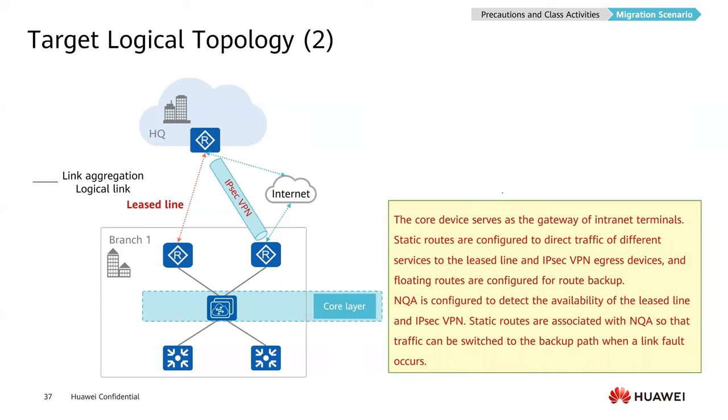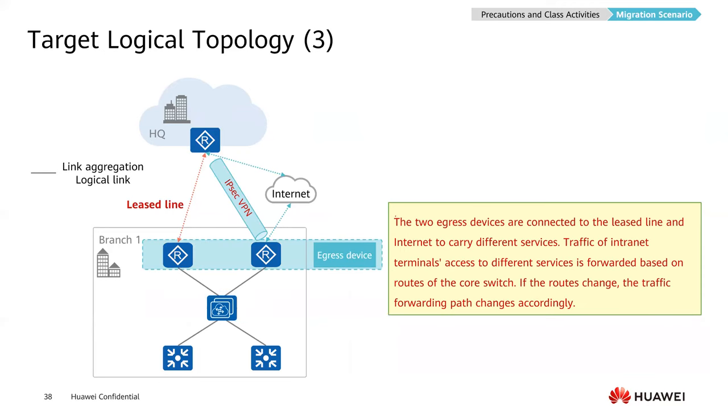And for the core layer, the core device serves as the gateway of the intranet terminals. Static routes are configured to direct the traffic of different services to the leased line and IPSec VPN egress devices, and floating routes are configured for backup. NQA technology is configured to detect the availability of the leased line and IPSec VPN. Static routes are associated with NQA so that traffic can be switched to the backup path when a link fault occurs. For the egress, we will use two egress devices connected to the leased line and the internet to carry different services. Traffic from intranet terminals accessing different services is forwarded based on the routes of the core switches. If the routes change, the traffic forwarding path changes accordingly.